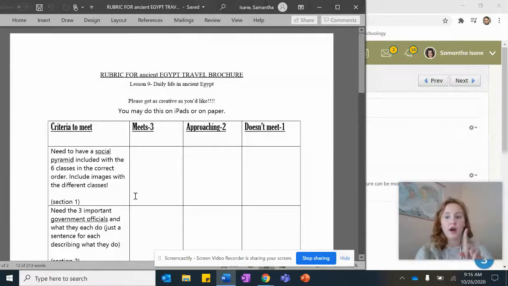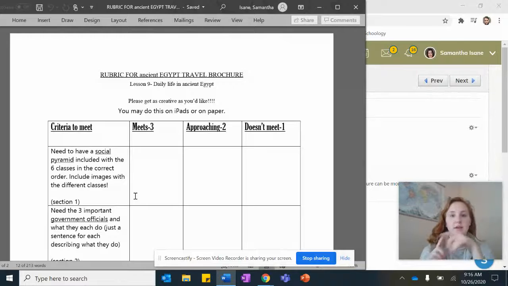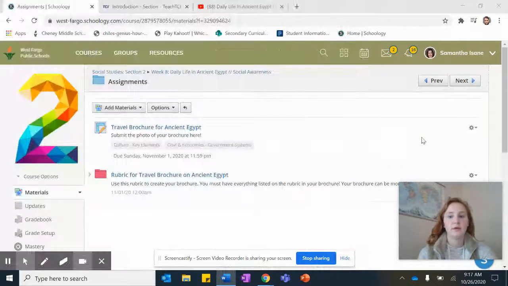So you have 2 options. You can either hand draw it, or you can draw it on your iPad. So whichever you'd like to do, iPad or written. Either way you do it, I want you to take a picture of it or a screenshot of it, and then you will submit it right here, week 8. Okay?